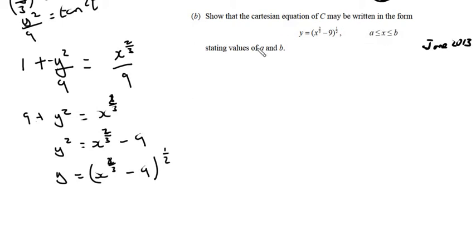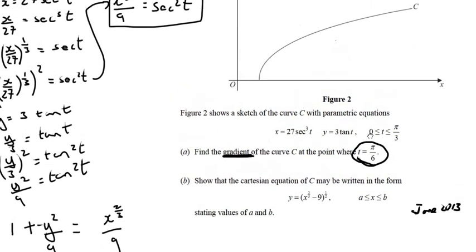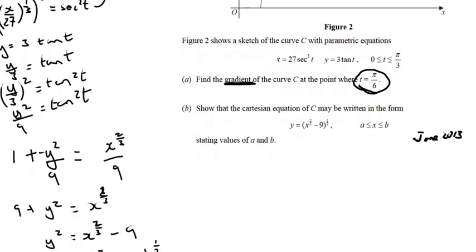Okay. And it wants us to state the values of a and b. So we're pretty much done. That's 2 out of the 3 marks, but the third mark we get for stating the values of a and b. So what are the values of a and b? Well, let's have a think about that.